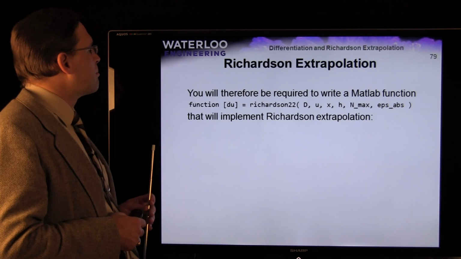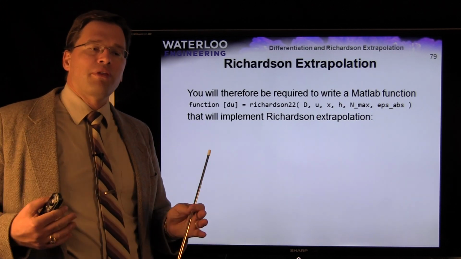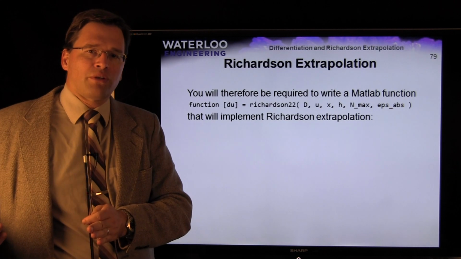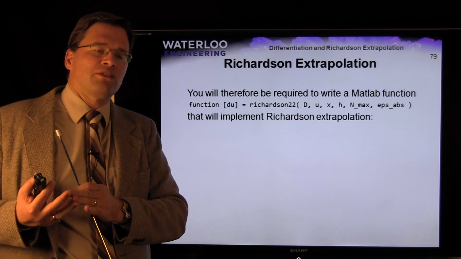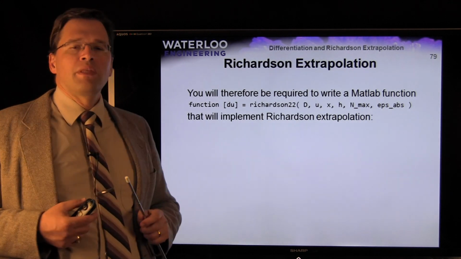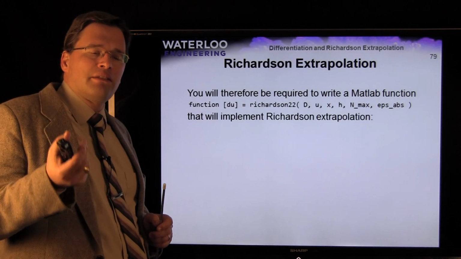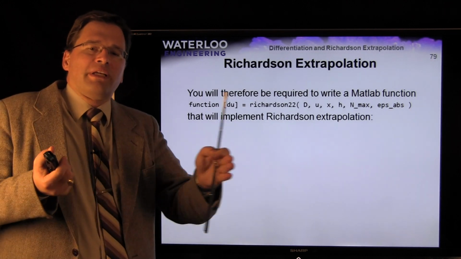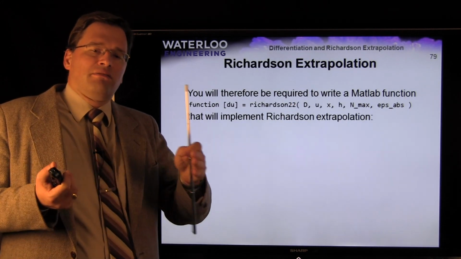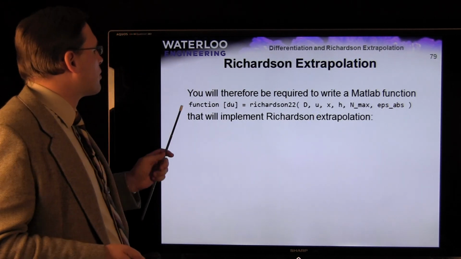So you will therefore be required to, for the centered divided difference formula, both second order terms for the first and second derivatives, implement Richardson 2-2. 2-2 indicates that the first error term is h squared, and each subsequent error term is 2 beyond that: h to the 4th, h to the 6th, and so on. What are you going to do?